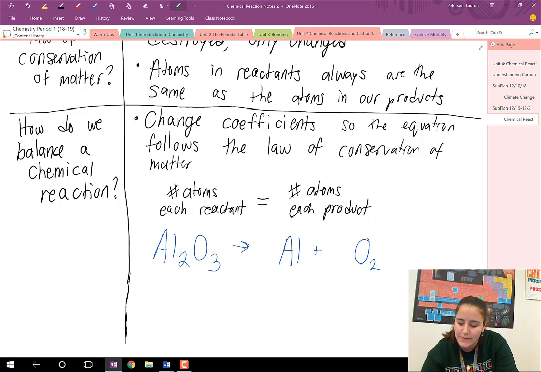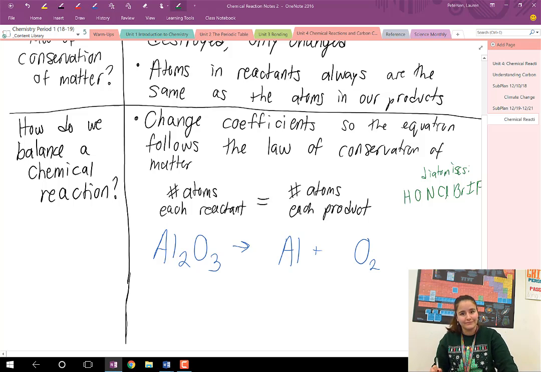Little side note, if you want to memorize them, okay, the diatomics, the mnemonic is Hunkelbrief. Hydrogen, oxygen, nitrogen, chlorine, bromine, iodine, and fluorine. Hunkelbrief. Okay, those ones in nature, in their elemental state, they always exist bonded to each other.